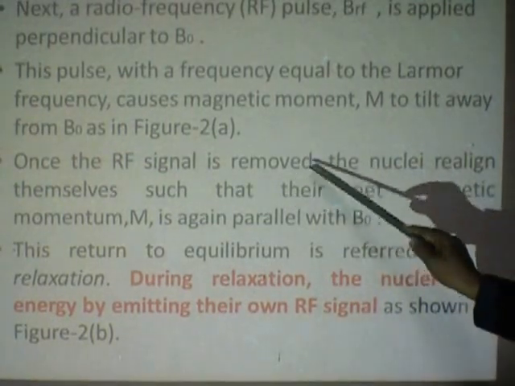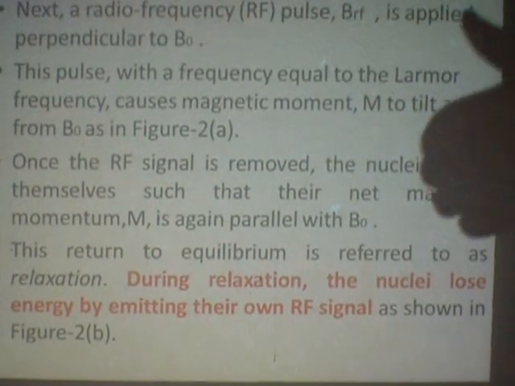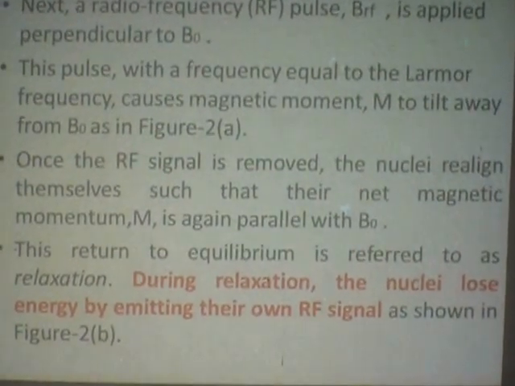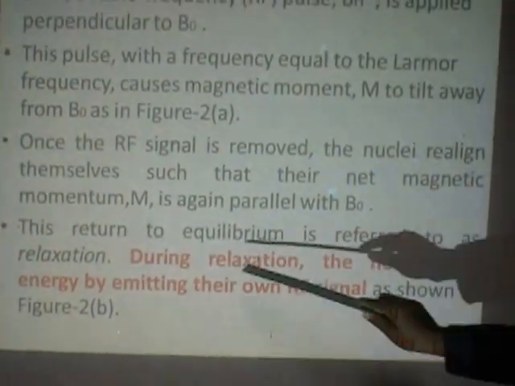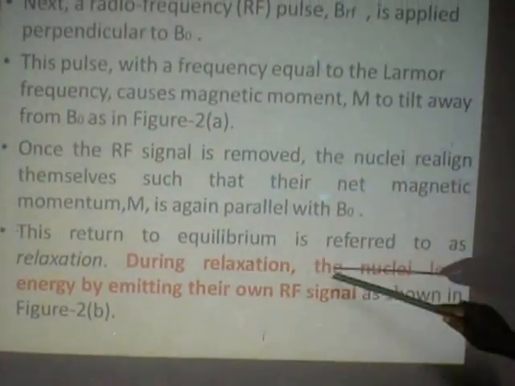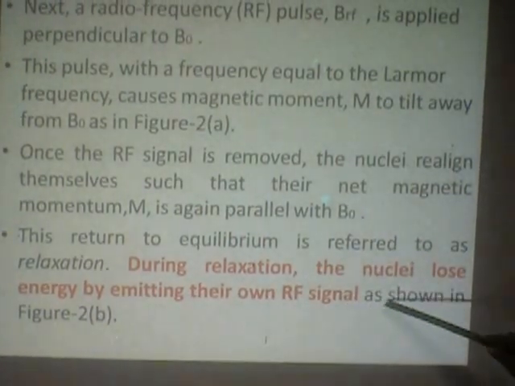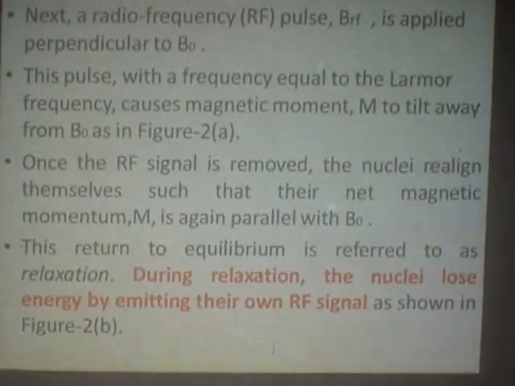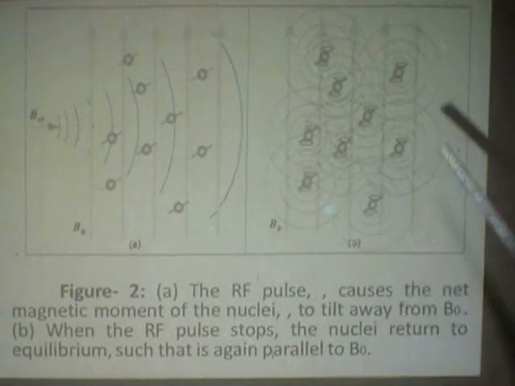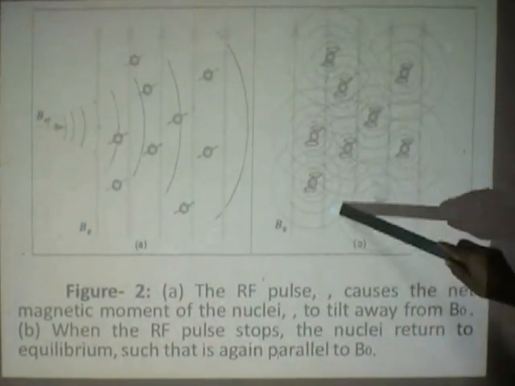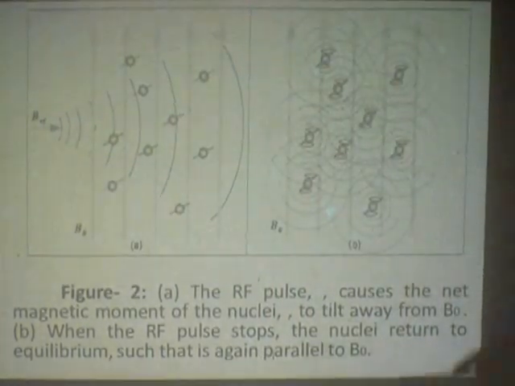Once the RF signal is removed, the nuclei realign themselves such that the net magnetic moment M is again parallel with B naught. This return to equilibrium is referred to as relaxation. During relaxation, the nuclei lose energy by emitting their own RF signal, as shown in the figure. That is, once again it will come to the original position, and at that time it will emit the energy. This circle refers to the emitted energy.